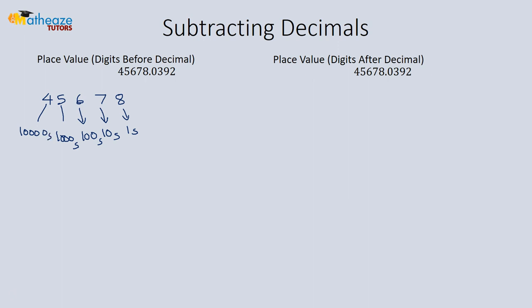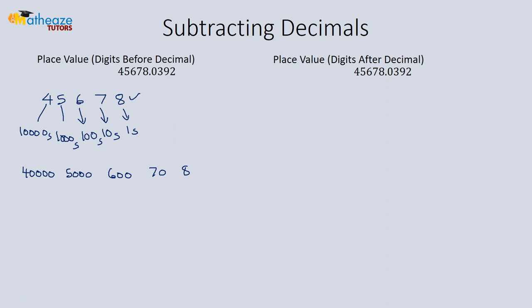10,000s place. So the value of the 4 here is 40,000, the 5 is 5,000, the 6 is 600, the 7 is 70, and the 8 is just 8. If you add this up together, you arrive at this.